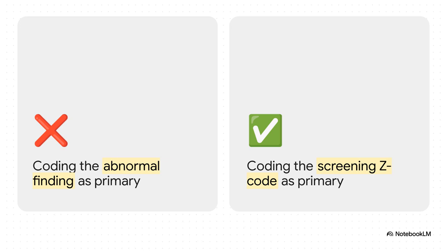The answer actually lies in a very strict sequencing rule. You must contrast coding the abnormal finding as primary versus the screening code. The rule dictates that a screening encounter must always have the screening Z code listed first, regardless of what is actually found during the procedure.